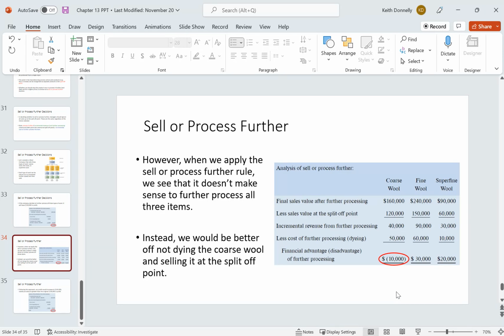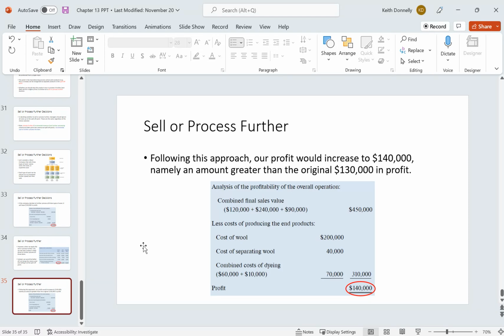So you have to just look at each product line. So here, the coarse wool, you fail the rule, sell it at the split-off point. The fine and the superfine: 90 is greater than 60, 30 is greater than 10. You're going to, in that case, pass the rule. So if you meet the rule, do what the rule says. Process it further.